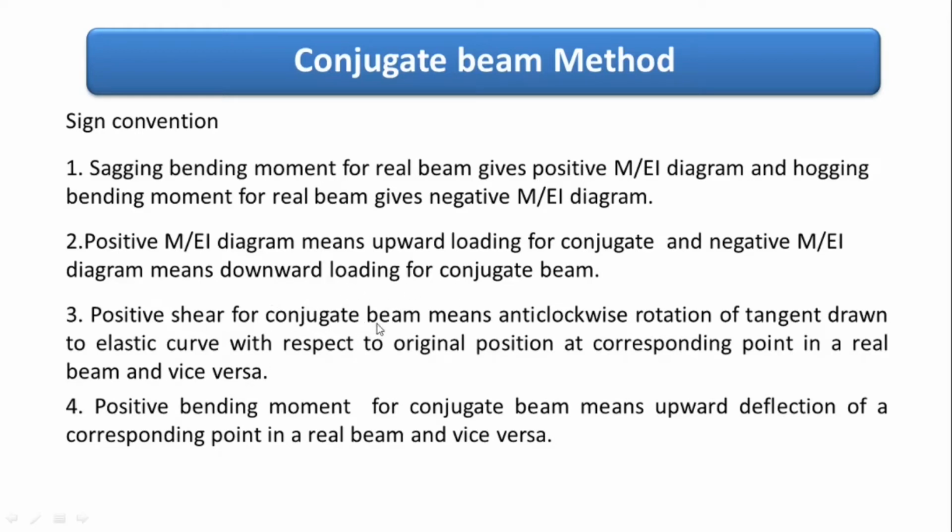Positive shear for conjugate beam means anti-clockwise rotation of tangent drawn to elastic curve with respect to original position at corresponding point in a real beam, and vice versa. And last one is the positive bending moment for conjugate beam means upward deflection of a corresponding point in a real beam, and vice versa.